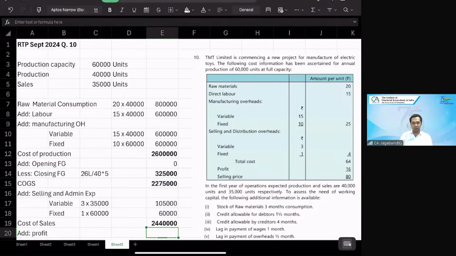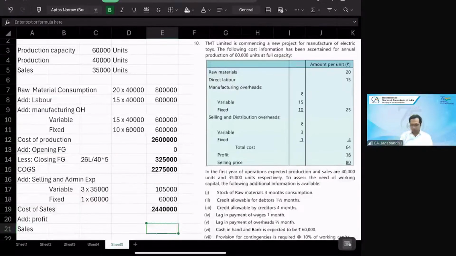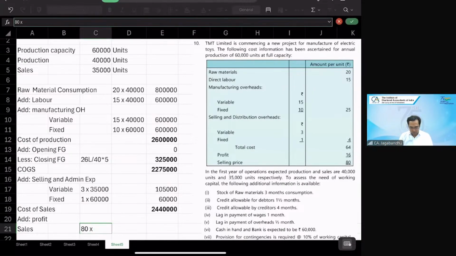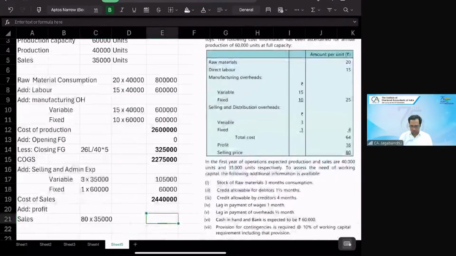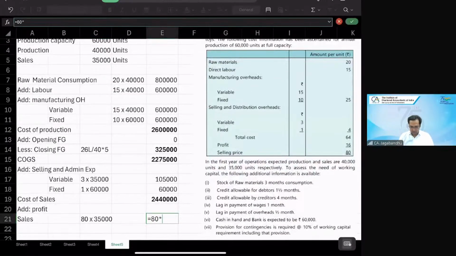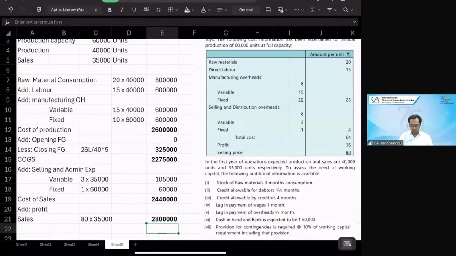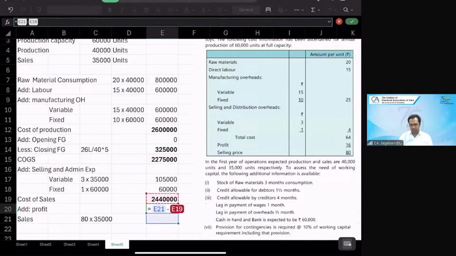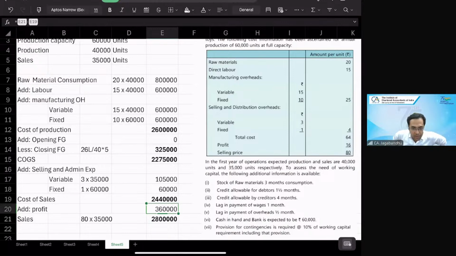as 24,40,000, and the sales figure is going to be 80 rupees into 35,000, which is 28 lakh. And obviously the profit is just the difference between them, which is 3 lakh 60,000.